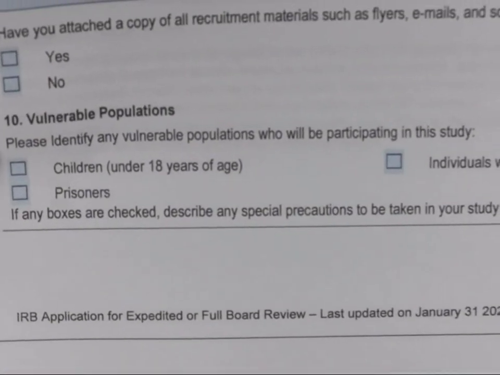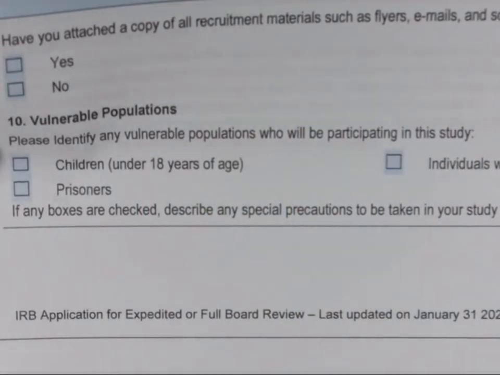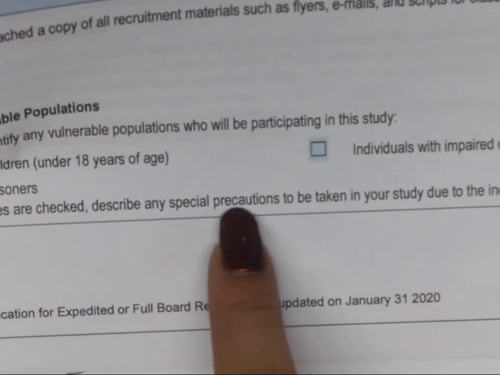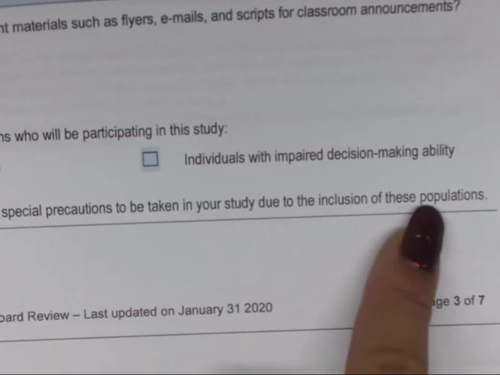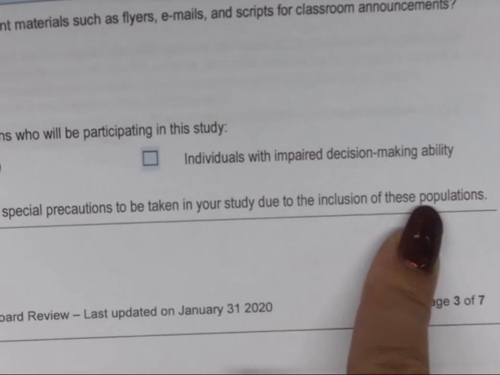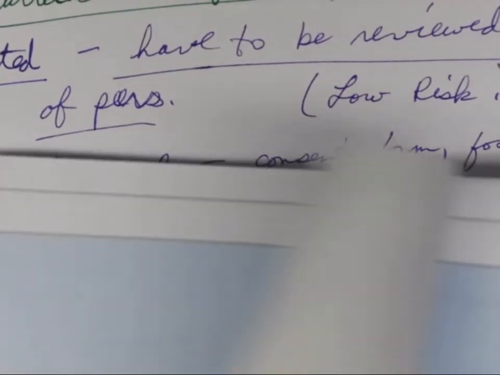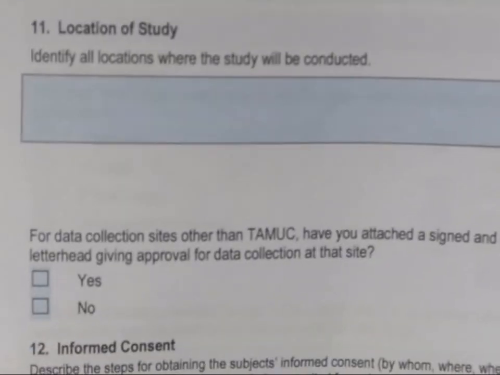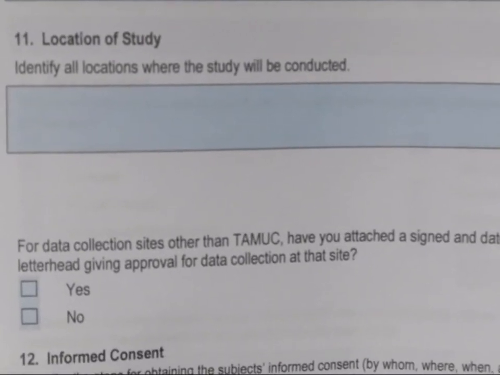Vulnerable populations. Here's the important part. We have a vulnerable population, children under 18 years of age, and because of that, if any of these boxes are checked, describe any special precautions you're going to take in your study because you're including these populations. So how are we going to protect them? And it seems to us like, duh, they're not threatened, they're not at risk, but they are. Just from being involved in a study, they could get hurt. So what are the risks and what are we doing to protect them? Like we're having multiple chaperones, okay? That's one of the things we're doing.